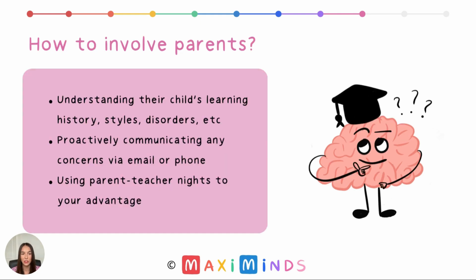So how to involve them? As we looked at last week in the Diverse Learners webinar, understanding their child's learning history, styles, disorders in particular. The key thing you want to know here is what personal circumstances do they have which may impact their performance in the classroom. So really understanding and learning about it, because awareness is always the good first stage.